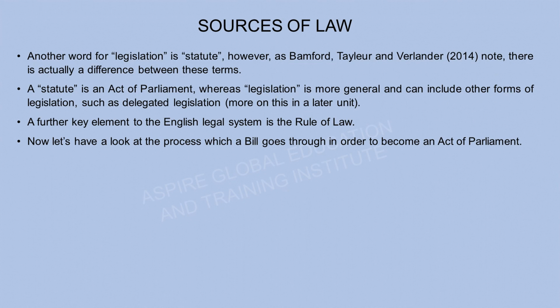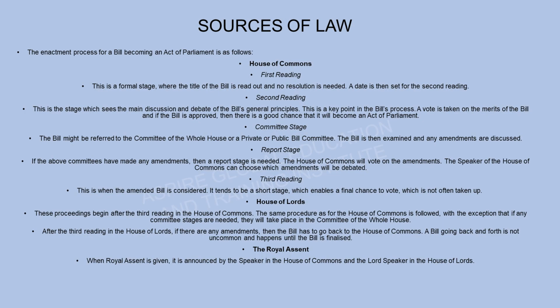Now let's have a look at the process which a bill goes through in order to become an Act of Parliament. The enactment process for a bill becoming an Act of Parliament is as follows. In the House of Commons you have the first reading. Now this is a formal stage where the title of the bill is read out and no resolution is needed. A date is then set for the second reading.